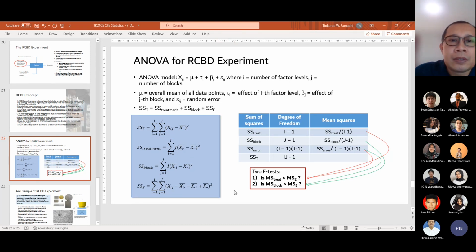So now again, you see the difference, because now we're adding one more factor, which is the nuisance factor or the block factor. So now the way we partition the total variance is different. Now we're adding one more systematic component.